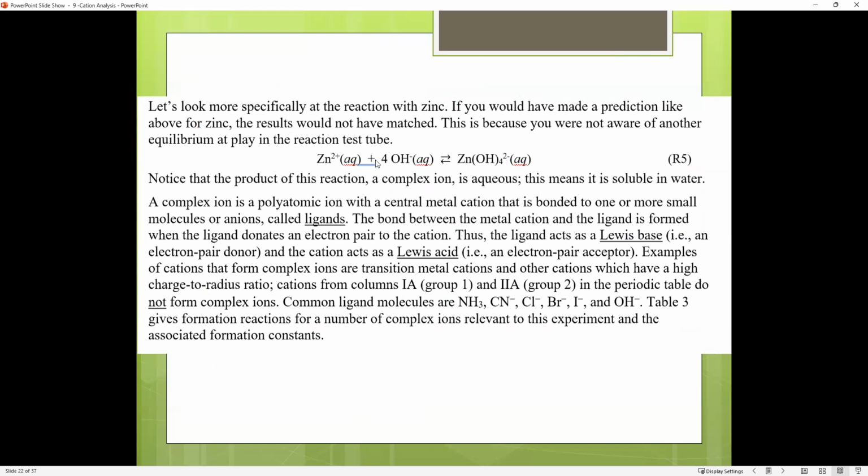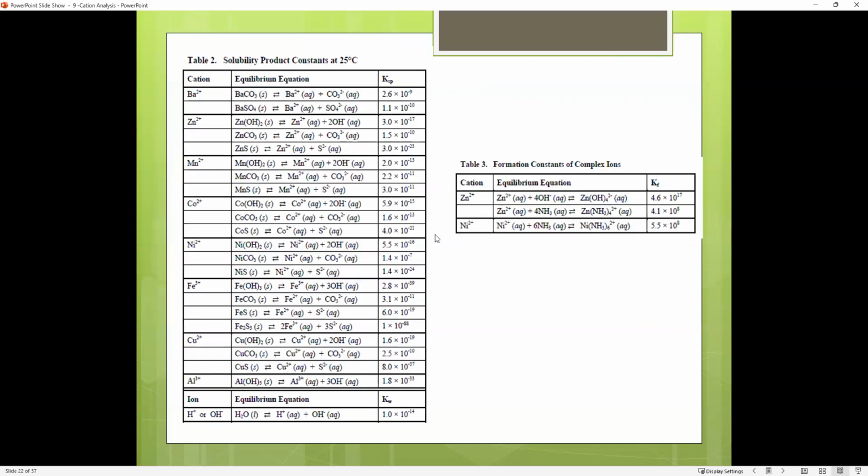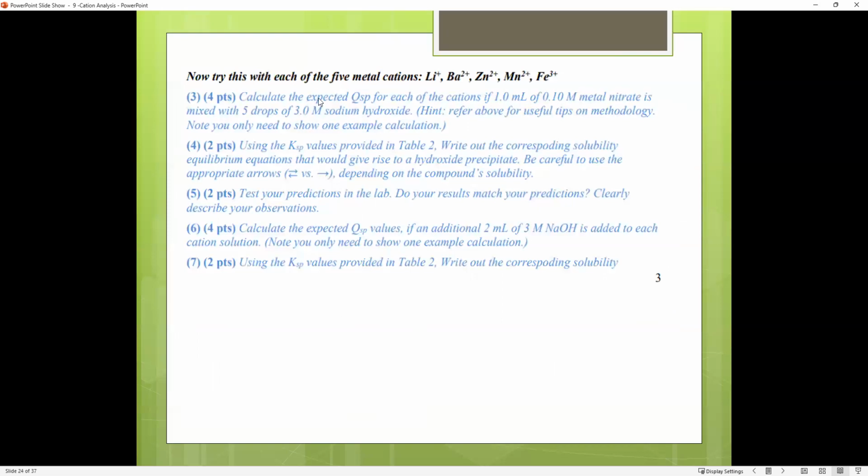And then you start doing it with all the metal ions. All right, so first you calculate the QSP for all these and then compare with the KSP. Once you do that comparison, that's where you decide, is it under equilibrium or non-equilibrium conditions, meaning that it's just going to be soluble, no precipitate. Then you test your predictions.